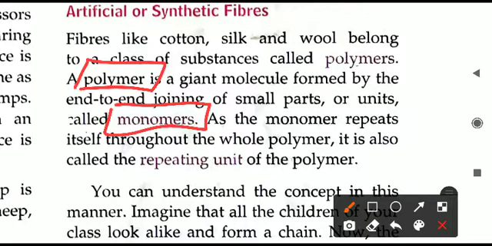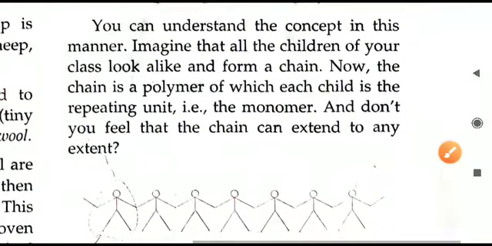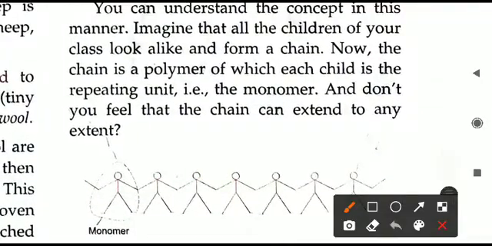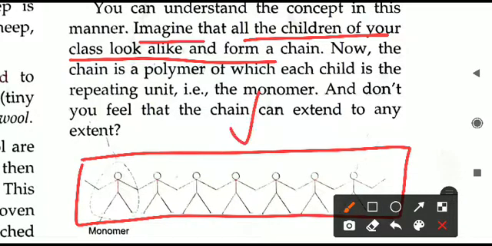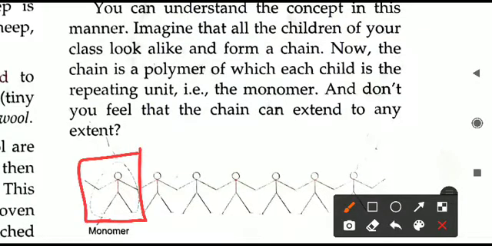Monomers are repeating themselves as it is given here. As the monomer repeats itself through the whole polymer, this same monomer is called the repeating unit of the polymer. We can understand this in this manner. Just for an example, imagine that all the children of your class look alike and form a chain. Now this long chain, as you can see here, is a polymer in which each child is repeating again and again. A single unit in the polymer is called the monomer.